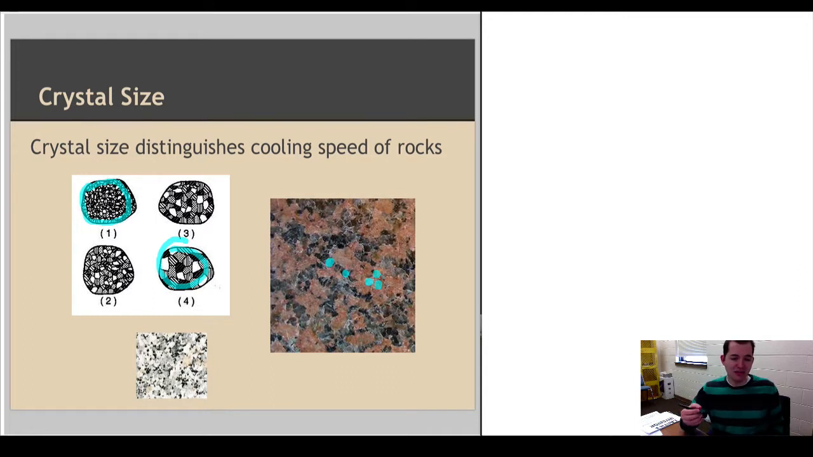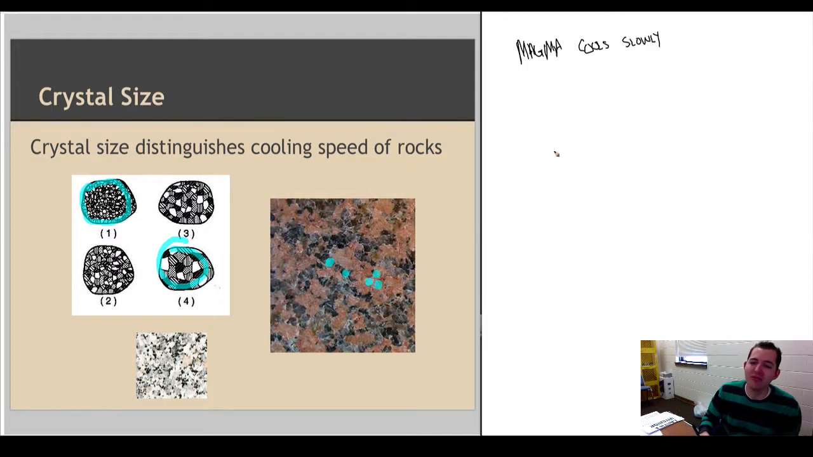So generally what we see is that magma, when it's underground, cools more slowly. Okay? And if we think of crystals as needing to grow, because crystals develop over time, magma is cooling slowly, so those crystals have more time to grow, so magma has large crystals. Okay?